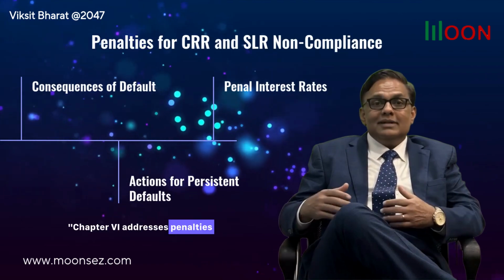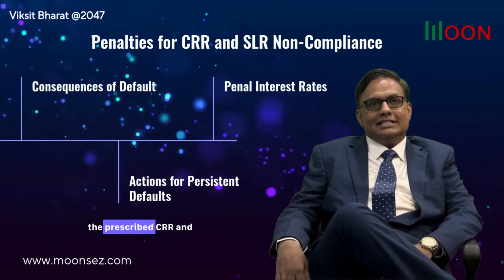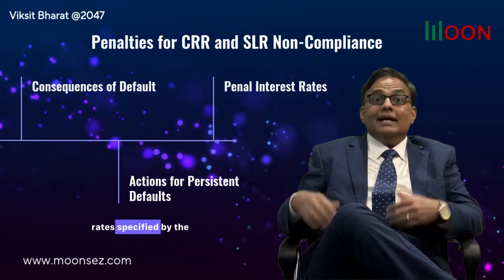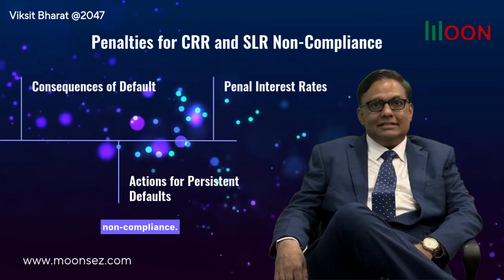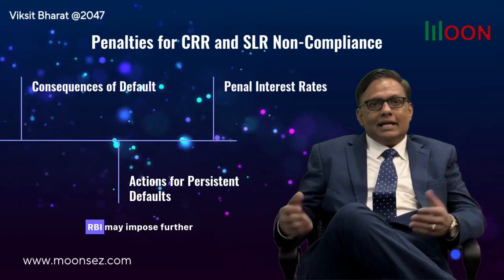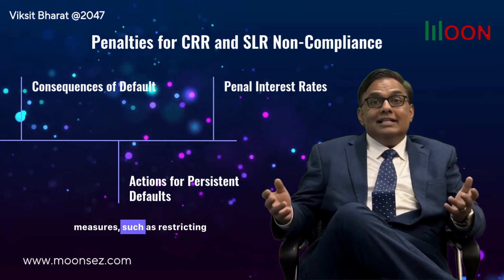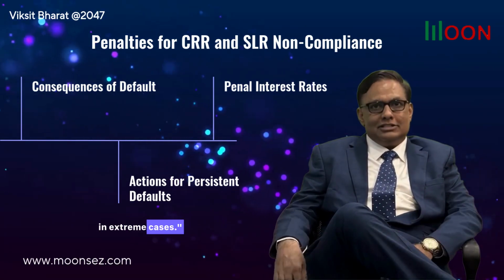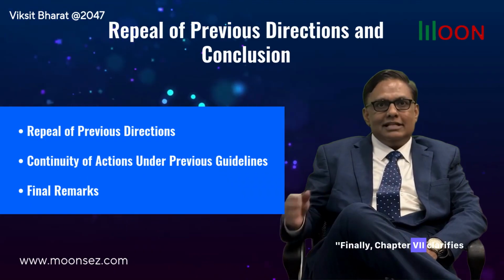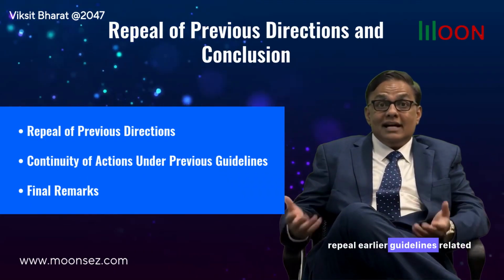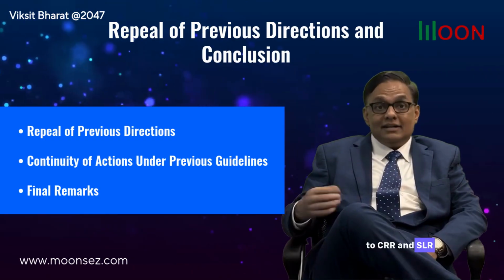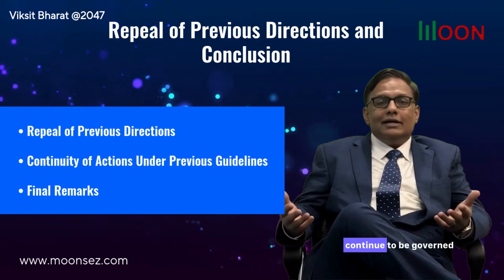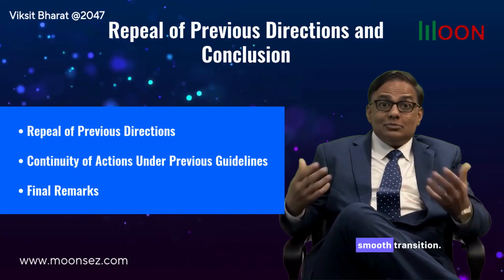Chapter 6 addresses penalties for failure to maintain the prescribed CRR and SLR. UCBs are liable to pay penal interest at rates specified by the RBI in case of non-compliance. If defaults persist, the RBI may impose further measures, such as restricting deposits or even considering the cancellation of licenses in extreme cases. Finally, Chapter 7 clarifies that the new directions repeal earlier guidelines related to CRR and SLR for UCBs. However, actions taken under the previous directions will continue to be governed by them, ensuring a smooth transition.